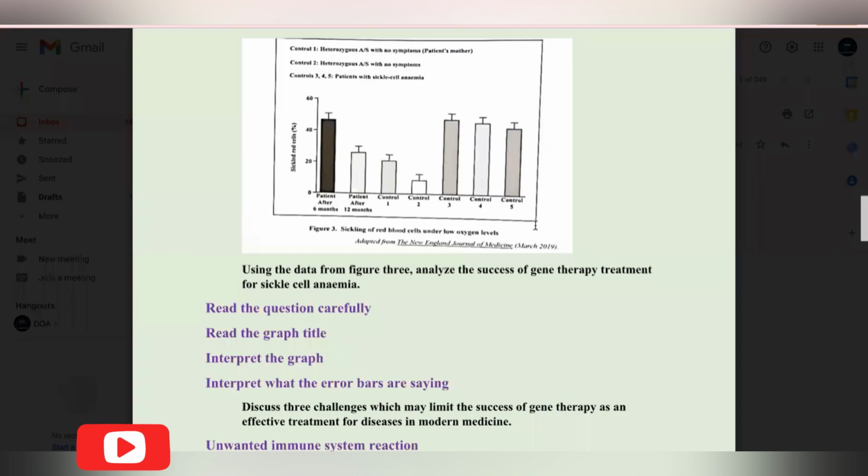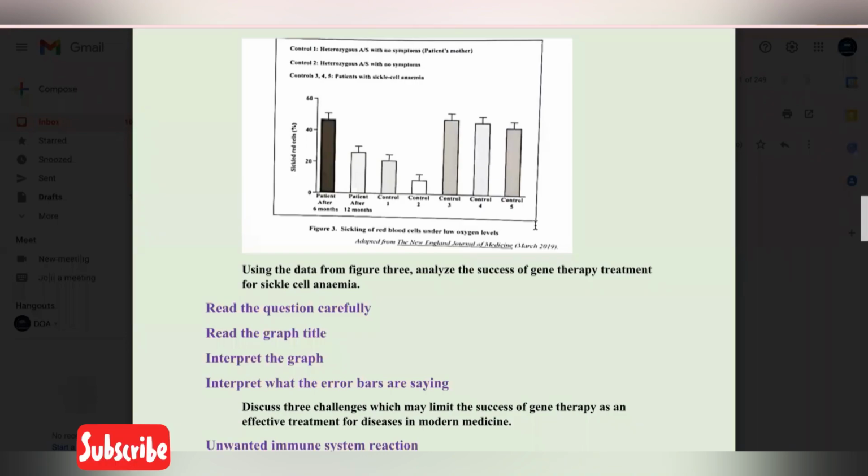And my advice to students who are attacking the graphical questions: first thing you need to do is ensure that you read the questions carefully. You read the graph title, that can give you clues to the answer. You spend a minute to interpret the graph.